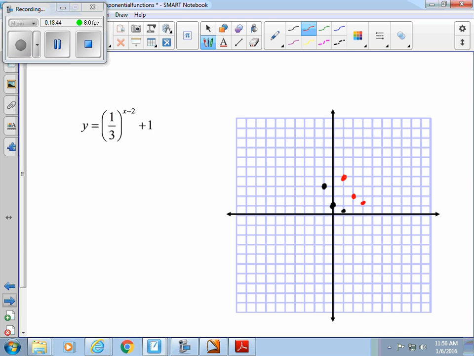If I were graphing this by hand, I would go ahead and put a dotted line for my horizontal asymptote. It did move because I moved up 1. Otherwise, you might drift and accidentally go below 1, but the horizontal asymptote moves as well.